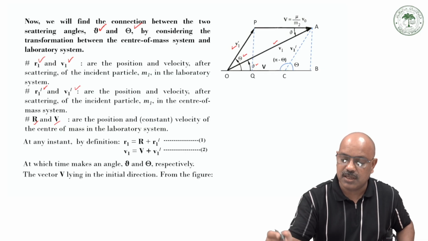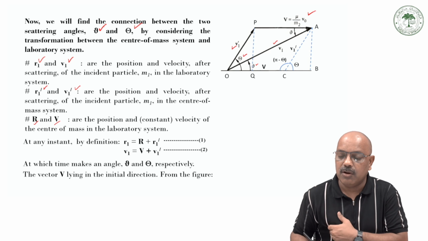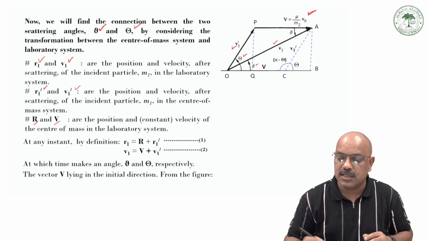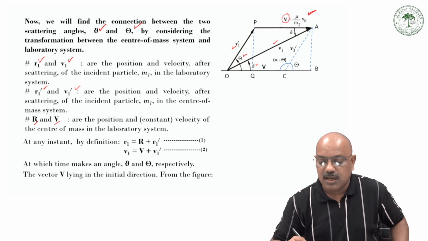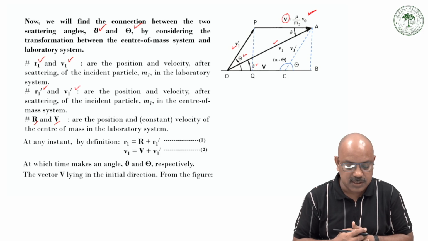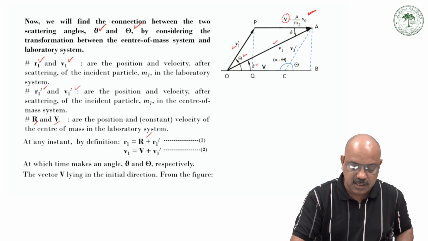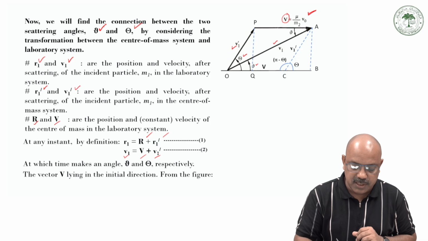Okay, so V is given here. For now you consider it as V, and this is R. So our corresponding position vector is R. By definition we can write R1 is equal to R plus R1 prime, and I can write V1 is V plus V1 prime.